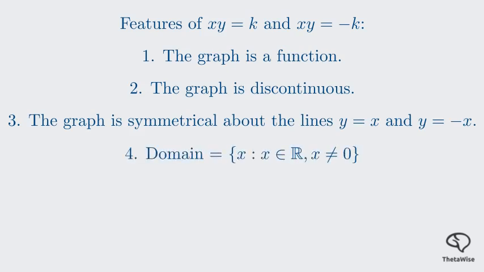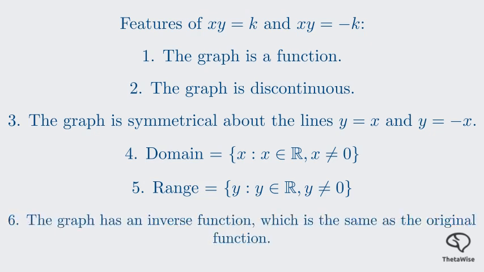For the domain, we need to ask what x values are allowed in the equation. Since we can't divide by 0, and x and y are multiplied, neither can be 0. The domain is the set of all real numbers except x equals 0. Similarly, the range asks for the possible y values. Because y also cannot be 0, the range is the set of all real numbers except y equals 0. So we've identified the domain and the range, and they both exclude 0.